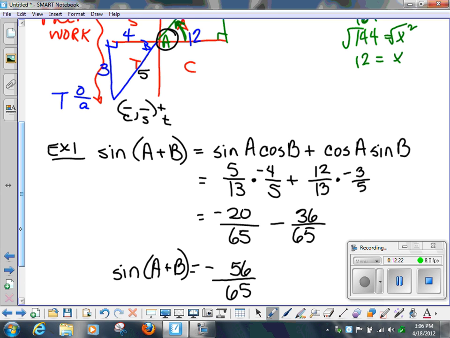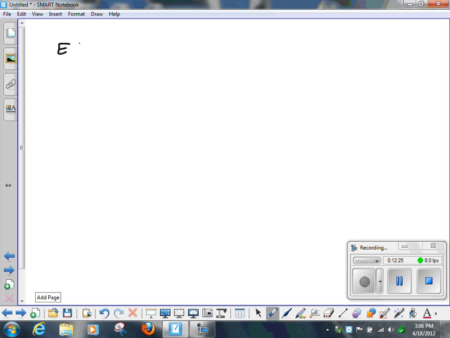Same triangles, and you've got it there in front of you, or maybe it's on the other side. I want you to find the exact value for cosine of A minus B. Cosine of A minus B. Yeah, you can use the information you already have.